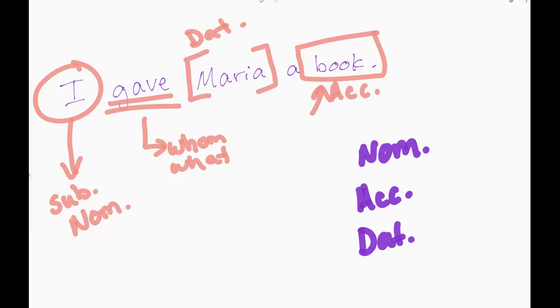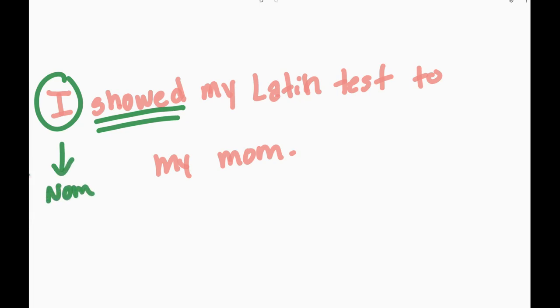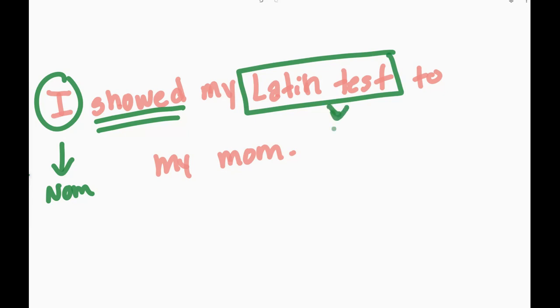Let's look at another example in English. I showed my Latin test to my mom. Well, the easy thing to find is my verb. Who was doing the action of showing? Well, I was. So this is my subject or my nominative. I showed what? Did I show my mom to my Latin test or did I show my Latin test to my mom? Well, grammatically speaking, I showed this test. And this is my direct object or my accusative. And who did I show it to? Well, I showed it to my mom. So this is my indirect object or my dative case.